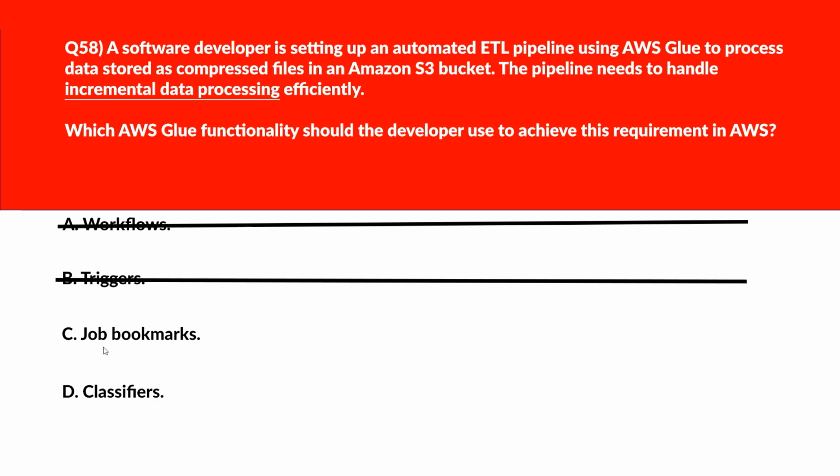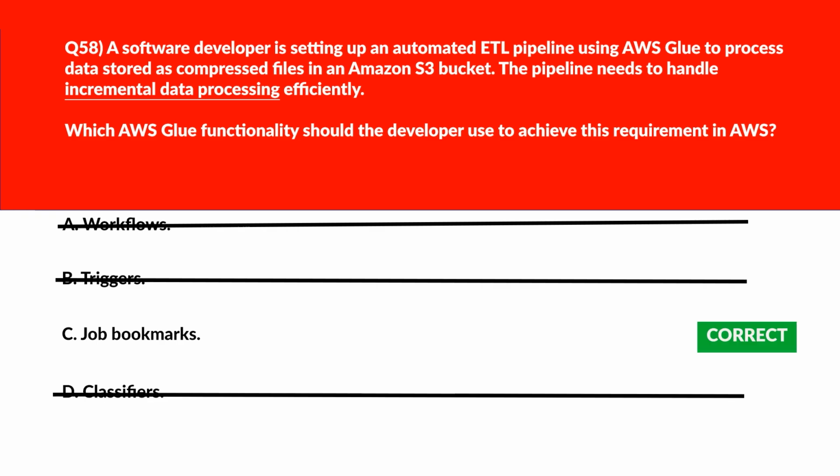Let's move to option C. C says job bookmarks. Job bookmarks in AWS Glue track processed data, enabling efficient incremental data processing by processing only new or modified data. We'll park this. Let's move to D. Option D says classifiers. Classifiers determine the schema of data sources but do not contribute to incremental data processing capabilities. That being said, option D is incorrect. And let's lock C, that is job bookmarks, as the right answer.